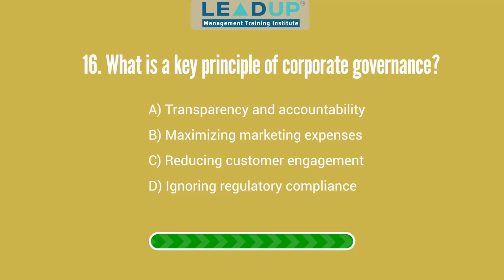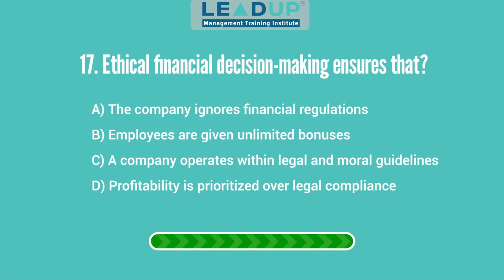Question 16. What is a key principle of corporate governance? A. Transparency and accountability. B. Maximizing marketing expenses. C. Reducing customer engagement. And D. Ignoring regulatory compliance. Answer: transparency and accountability.